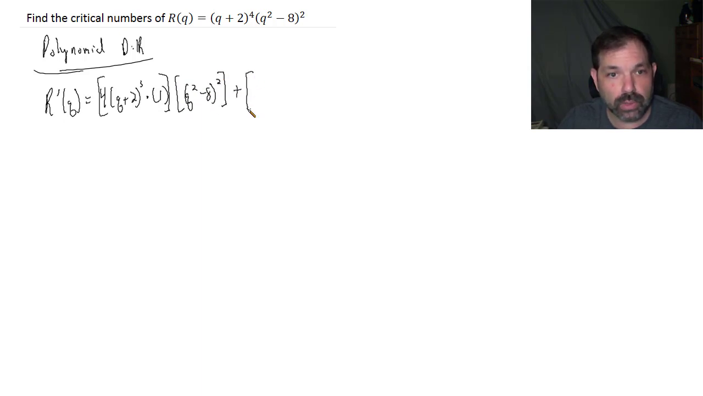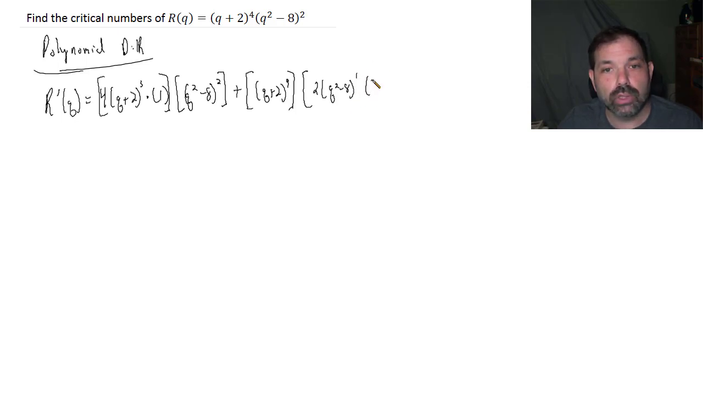Plus, now I'll leave the first factor alone, (q plus 2) to the fourth power, and multiply by the derivative of the second factor. So I'd have 2 times (q squared minus 8) to the first power, and then from the chain rule, times a 2q. Alright, so there's the derivative, but this is kind of ugly to work with.